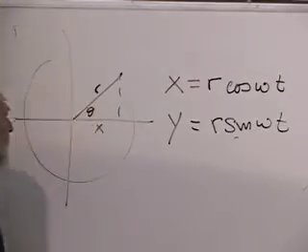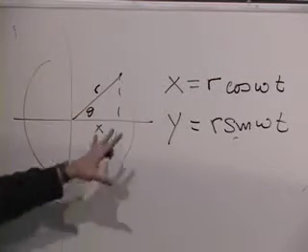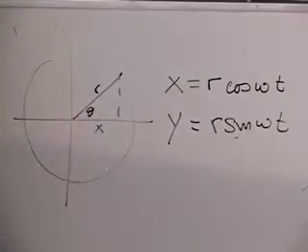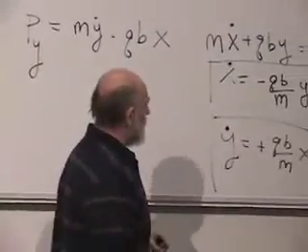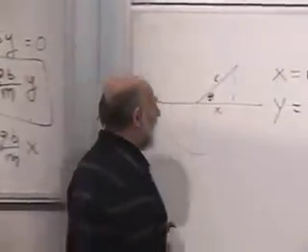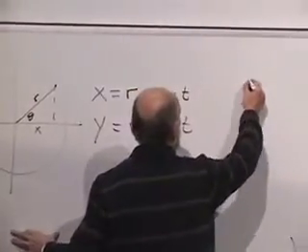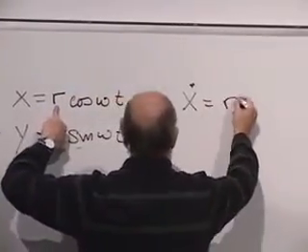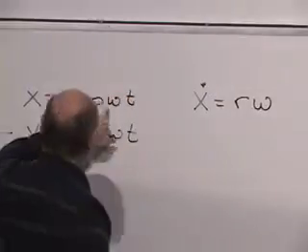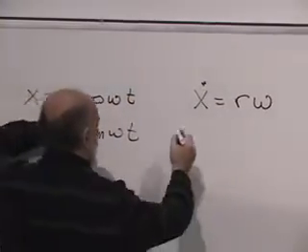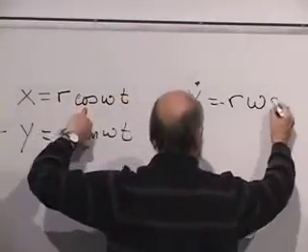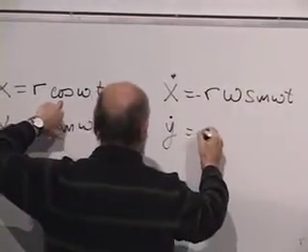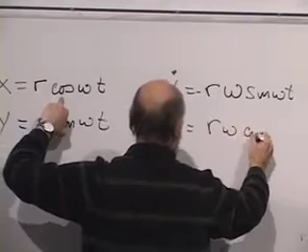This is uniform motion with an angular velocity omega. Number of radians per second is omega. Let's check that this solves this equation here. So what is x dot? X dot is just differentiating this with respect to time. That's equal to r omega, and then the derivative of cosine is minus sine omega t, and y dot is equal to r omega cosine omega t.